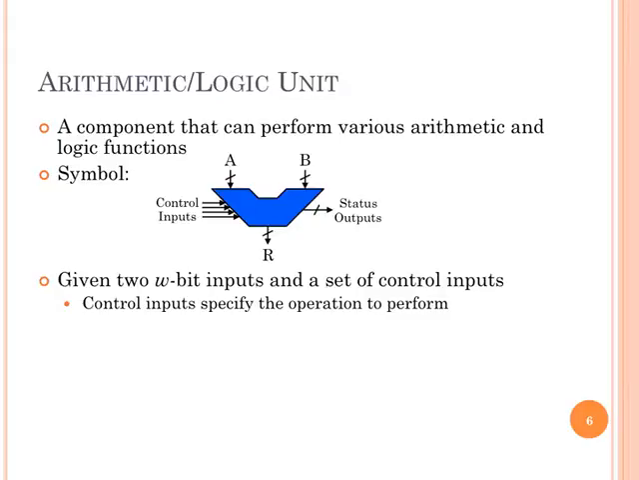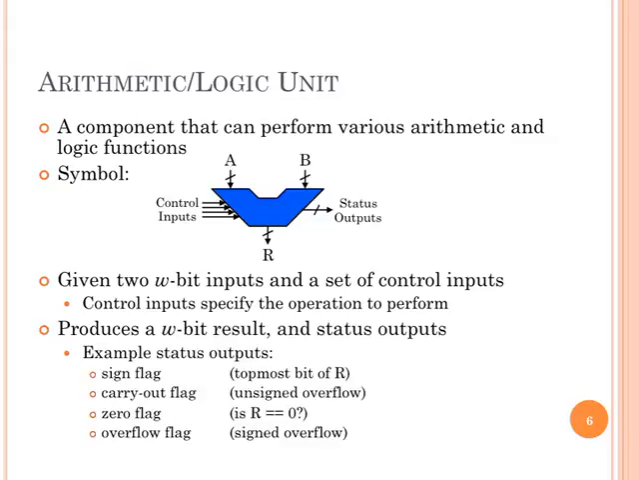Add me up some numbers. I want to subtract B from A, or I want to shift A left by 1 bit, or I want to invert the bits of A. That's what the control inputs will do. And then the output comes out on R. It just comes out through the bottom, and you can see that is also a bus because it's going to be a multi-bit value. And there's also status outputs that tell us some details about our computation that we might care about. And these are the most common status outputs that you might see.